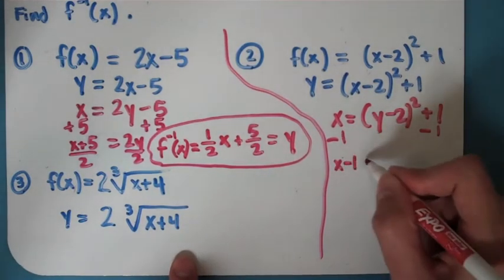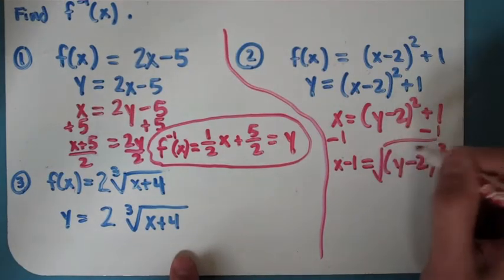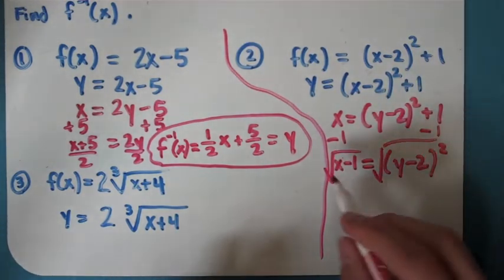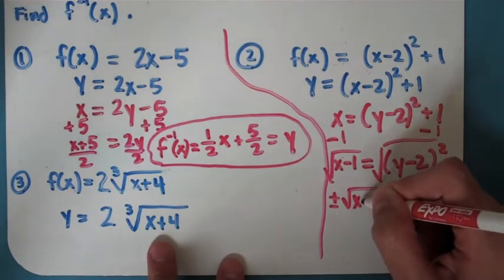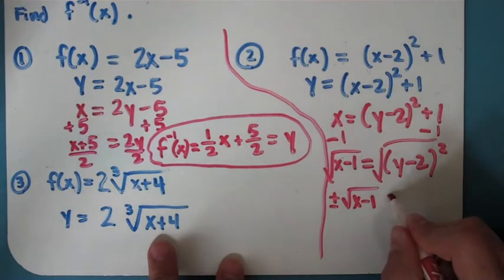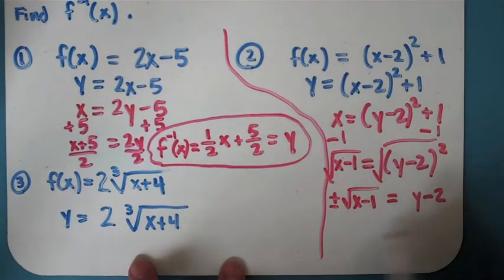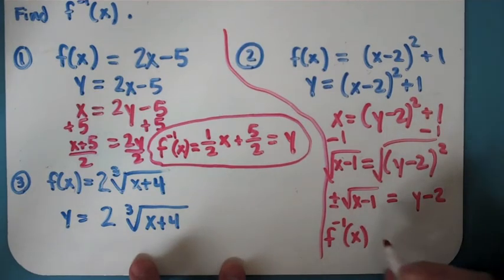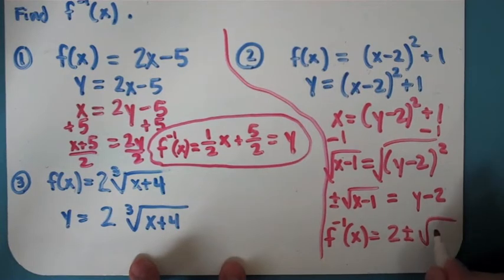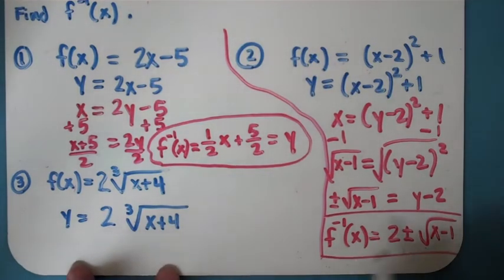So we end up with x minus 1 equals y minus 2 squared. And then we're going to take the square root of both sides, because that will cancel out your squared. When you take the square root of both sides, don't forget you have to do the plus or minus. So I get plus or minus square root x minus 1 equals y minus 2. And all I have to do then is add the 2 to both sides, and I'm going to stick that in front of the plus or minus. So my final inverse equation on this one here is f inverse of x equals 2 that I brought over, plus or minus the square root of x minus 1 like that. So this is my inverse equation, the one that will cancel out my original.